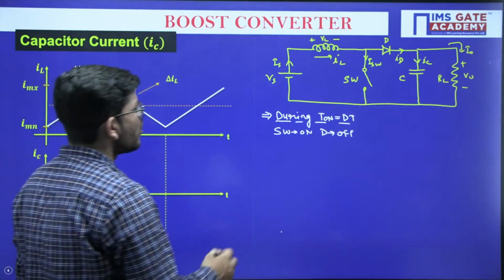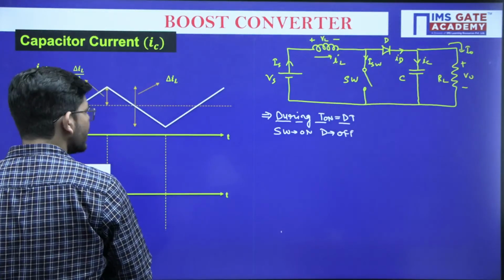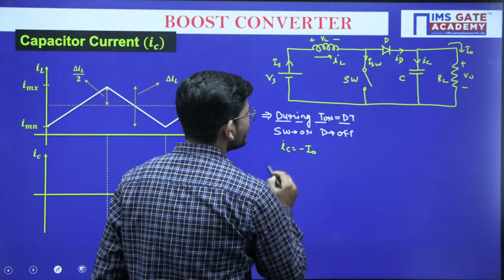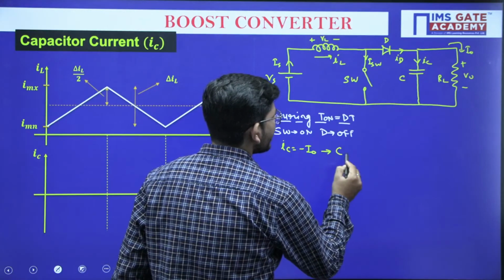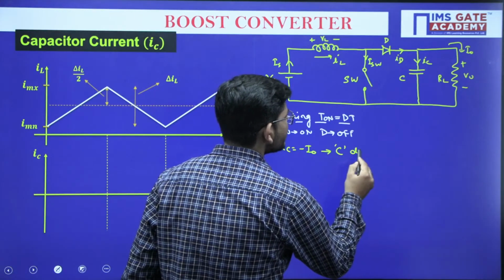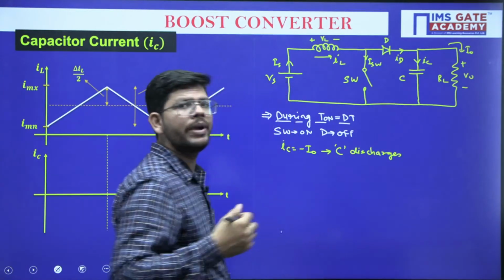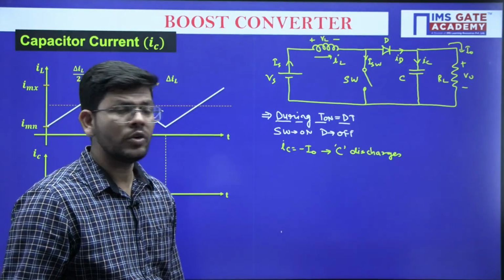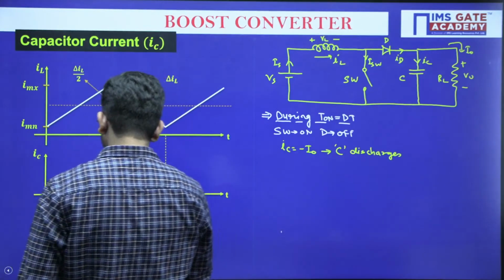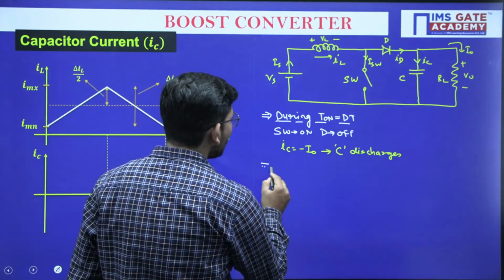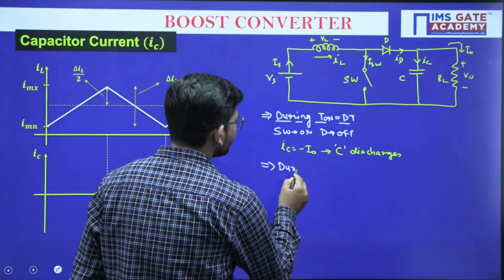Okay, so during off time, what will happen? Capacitor will discharge. Current IC will be equal to minus I naught, and at that time the capacitor discharges to maintain I naught constant. Yes or no? So at that time the capacitor will be discharging and it will be maintaining the current I naught constant.